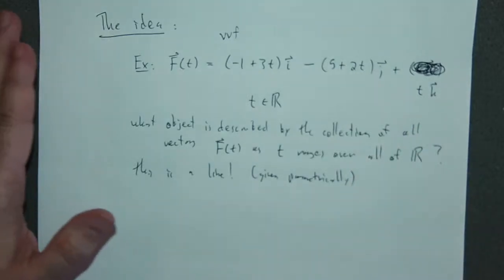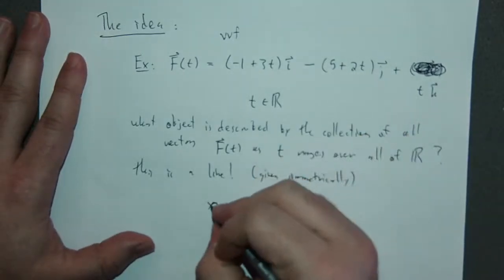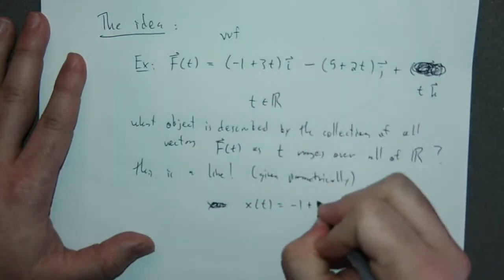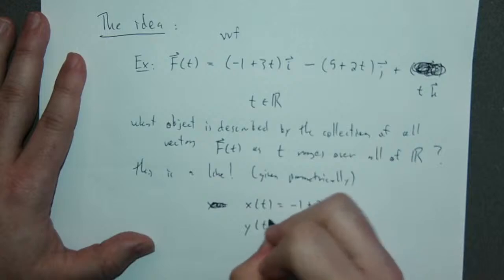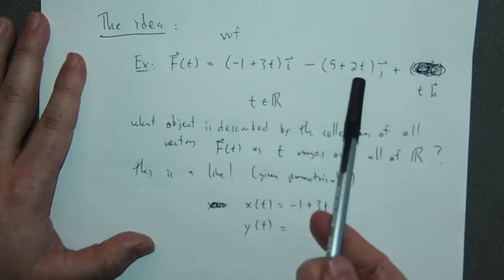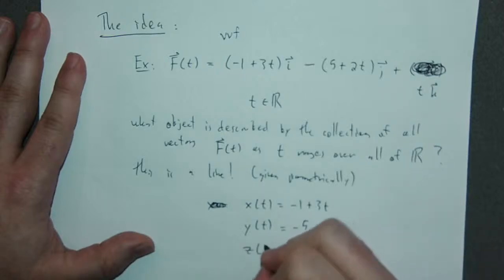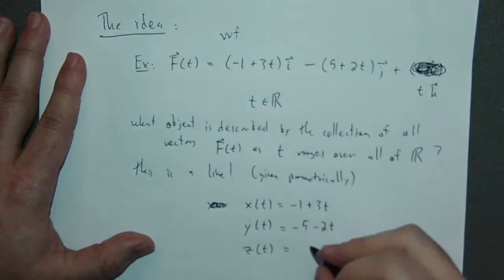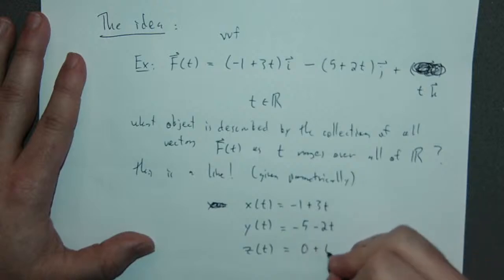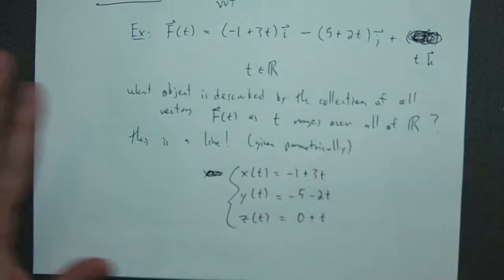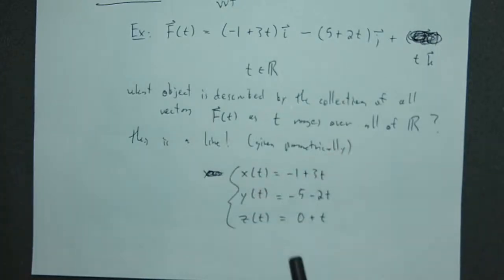This is just the statement that x of t is minus 1 plus 3t. We have a y of t function, and I'm going to distribute this, so this is minus 5 minus 2t. And a z function that depends on t, that is 0 plus t. And so this is just the parametric description of this line. A point on the line you can read off is minus 1, minus 5, 0. You can immediately read off a vector parallel to it, 3, minus 2, 1.